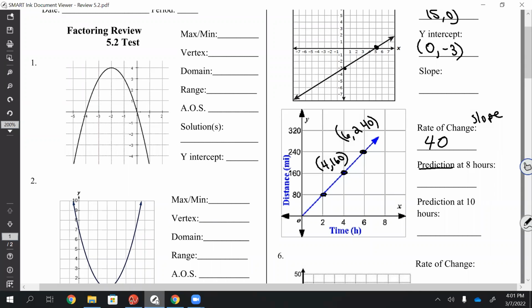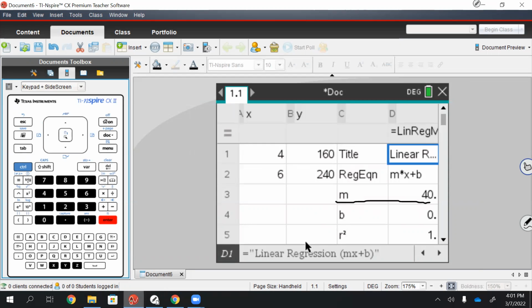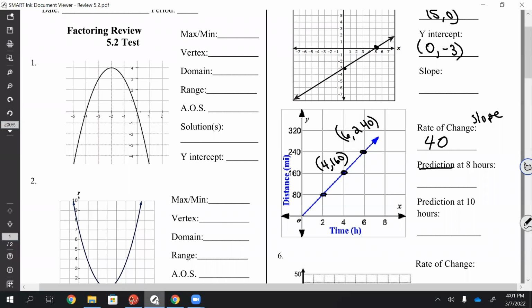Okay, now the key thing here is prediction. So they want us to make a prediction at 8 hours and at 10 hours. When you see the words prediction or estimate, I want you to use the table and actually get the equation. So we go to our table here. We see our slope is 40 and our y-intercept is 0. So our equation for this would be 40x plus 0. So 40x plus 0, that's our equation. Now again, I know it's a little bit weird to put the plus 0 on here, but for other equations, it's not going to be 0 on the end.